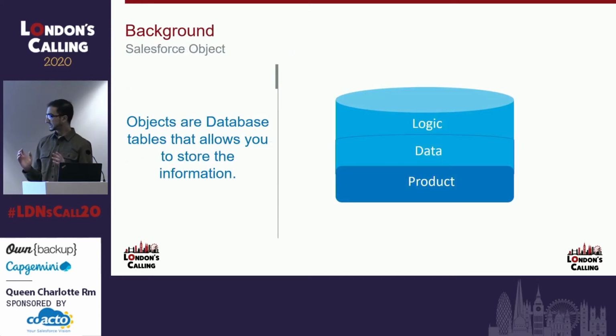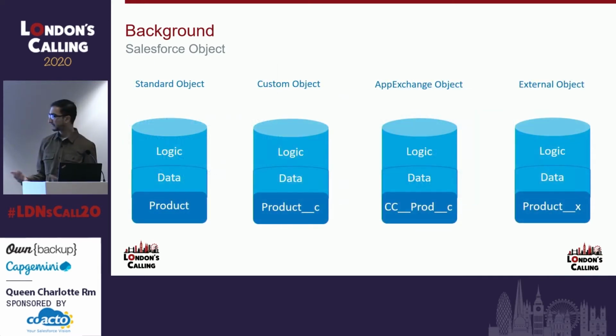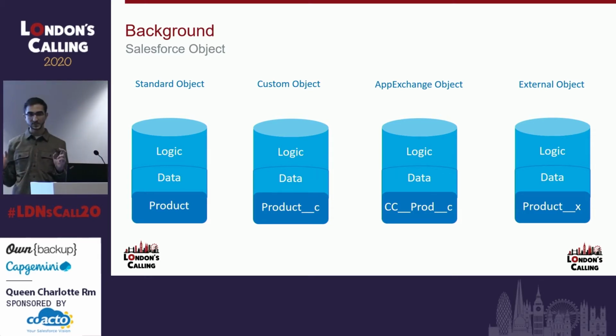Let me set the scene and take you back. We all are familiar with Salesforce objects. Salesforce objects are database containers that contain data, as well as the business logic that acts on that data. We have standard objects, which come out of the box with the Salesforce platform. We have custom objects, and AppExchange objects, which are developed by ISVs. And then we have external objects, which help you bring external data into Salesforce.